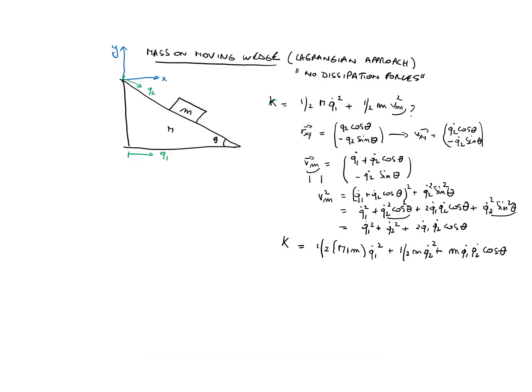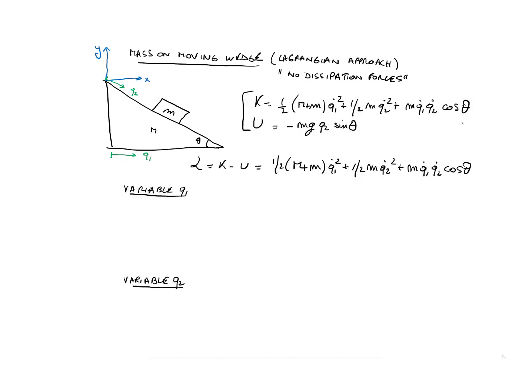So that's the kinetic energy, and luckily the potential energy is much easier. It's mgy. Why we have it over here. Okay, we have been doing this before. It's minus m g q2 sine theta. So now we have everything that we need to compute the equations of motion using the Lagrangian formulation.